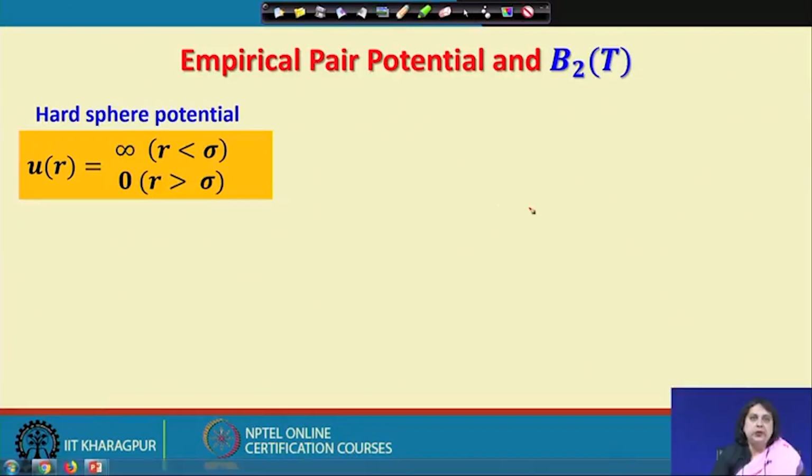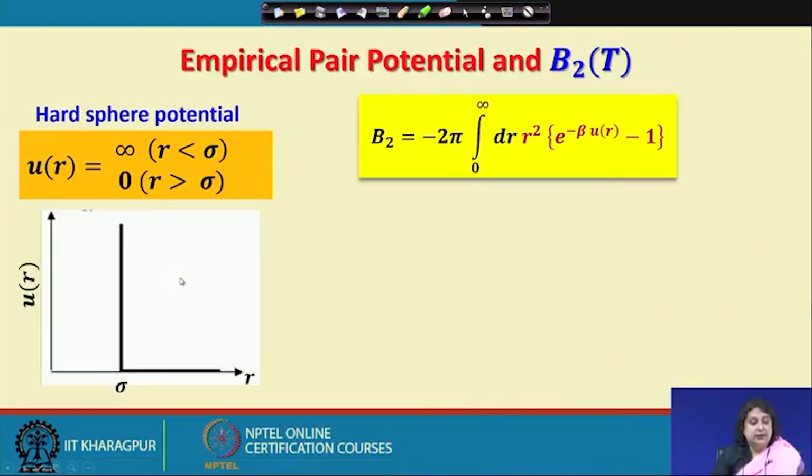So, you can assume that when they are far apart from each other, there is no interaction, but if they touch each other, these are hard, impenetrable balls, and therefore, u of r can be represented in the following form. This is infinity when r is less than sigma and equal to 0 when r is greater than sigma. So, sigma is the hard sphere diameter, and if I plot this expression, at r less than sigma, u of r becomes infinity, and at r greater than sigma, u of r becomes 0.